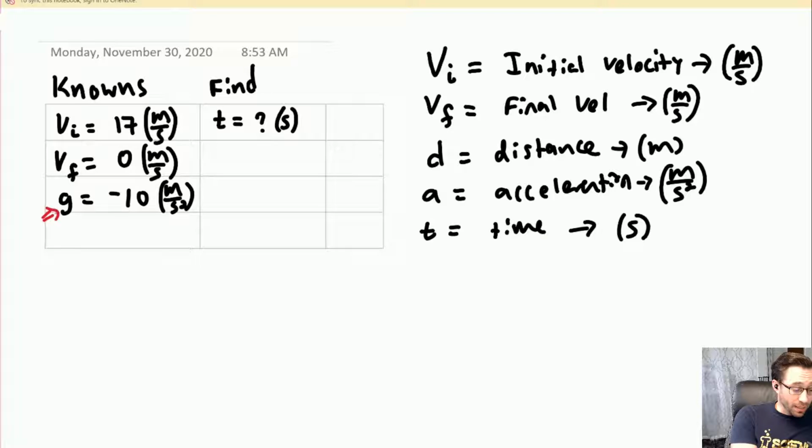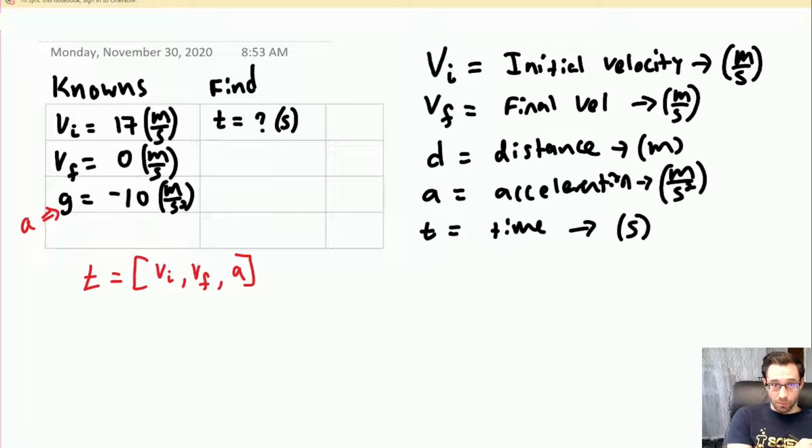Little g is a special case of an acceleration. So we want an equation that starts with time, so t equals, and then on the right side has initial velocity, final velocity, and acceleration. Is that where you're getting tripped up, Kadeem?